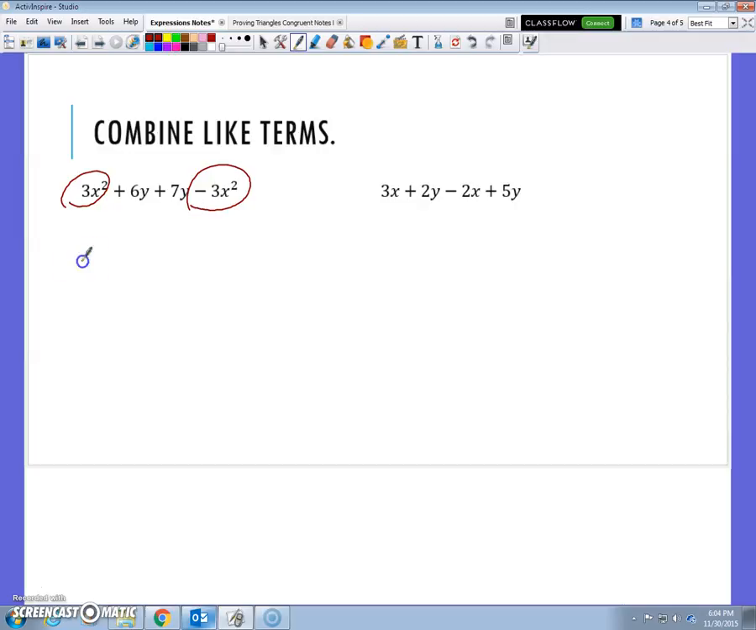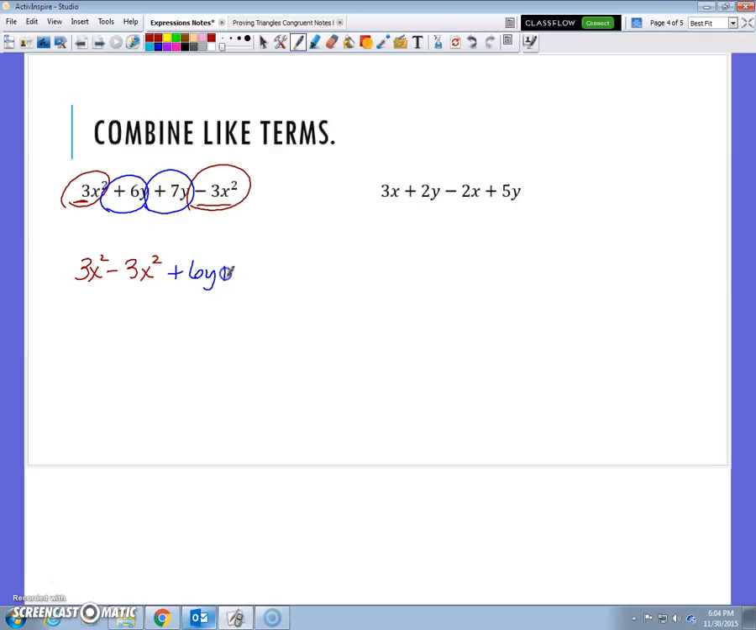I'm going to go ahead and write those down. 3x squared from him, and then a negative 3x squared right there. Okay, this time I chose not to change. All right, not yet. I also see a positive 6y and a positive 7y. Those are like terms. They have the exact same variable and exponents. So I'm going to write those down next.